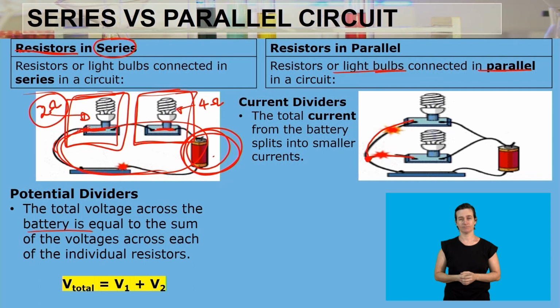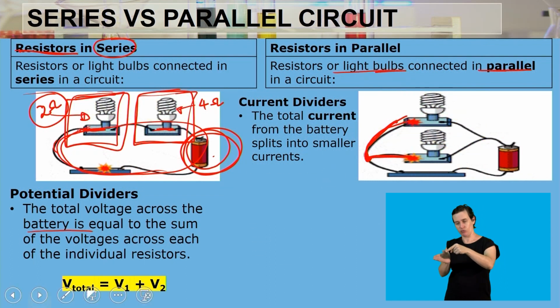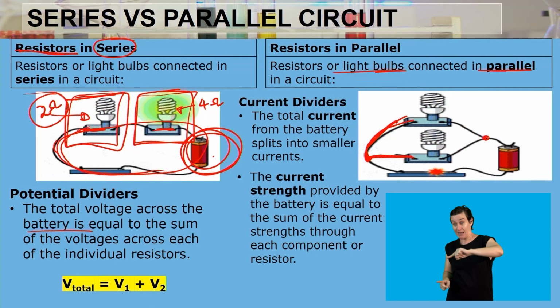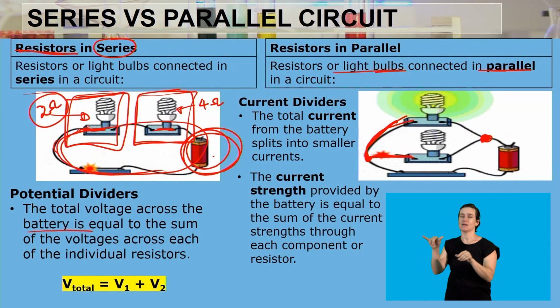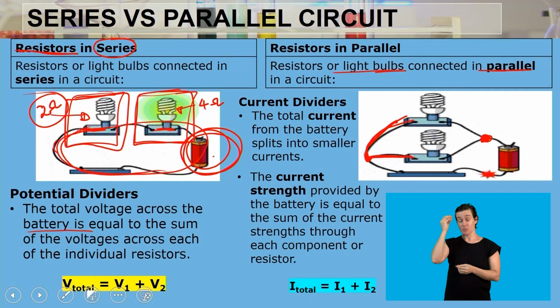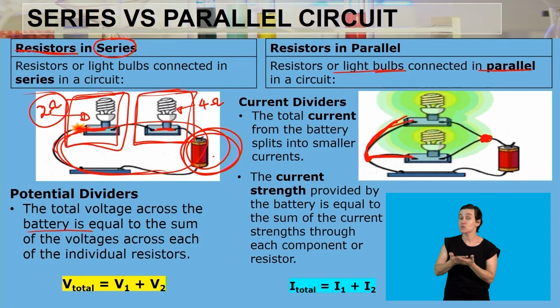Now, the current divides. We're saying that the total current from the battery splits into smaller currents. As we can see, once your current gets to this point, it will split into 2. Some has to go through this resistor and the other one has to go through that other resistor. But at the end, when they all meet up again at this point, the current is going to be the same as the one that we had initially before the split. So the current strength provided by the battery is equal to the sum of the current strength through each component of the resistor.